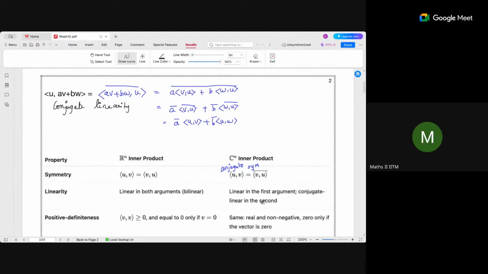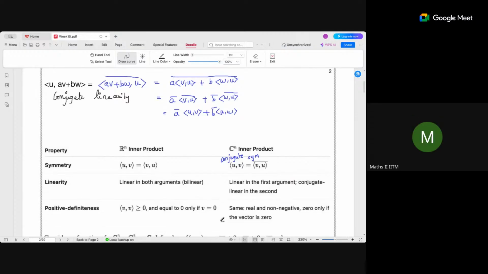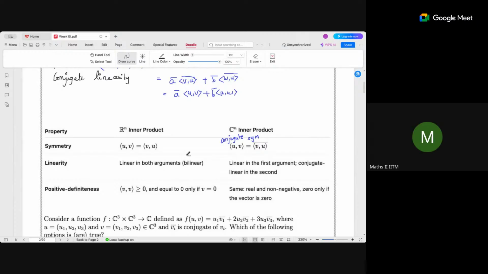You have conjugate linearity in the second argument. And then you have positive definiteness. This positive definite property is the same for both. It is non-negative and zero only when the vector is 0. So this is what you should know about inner product in both Rn and Cn. Is that fine?